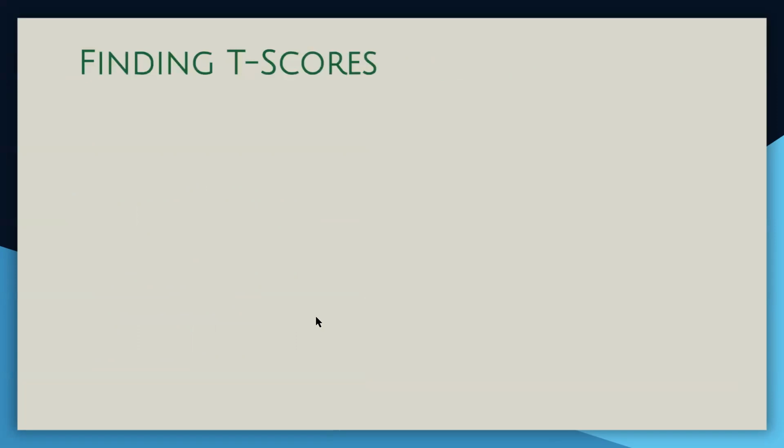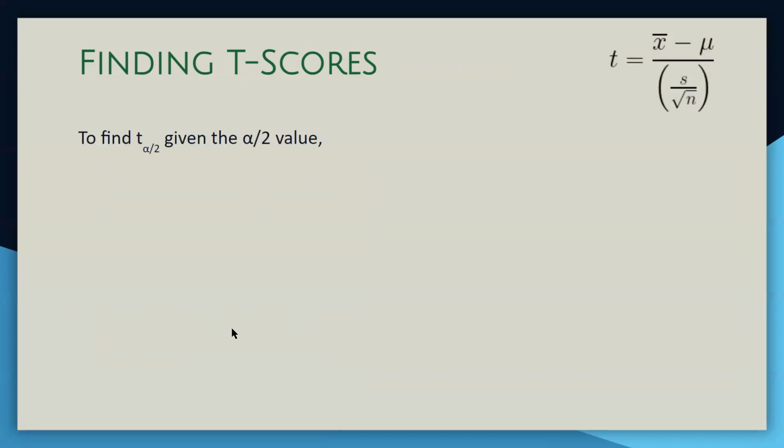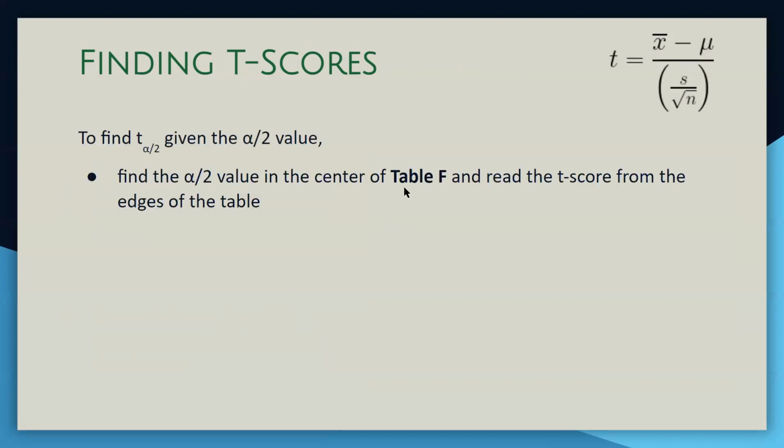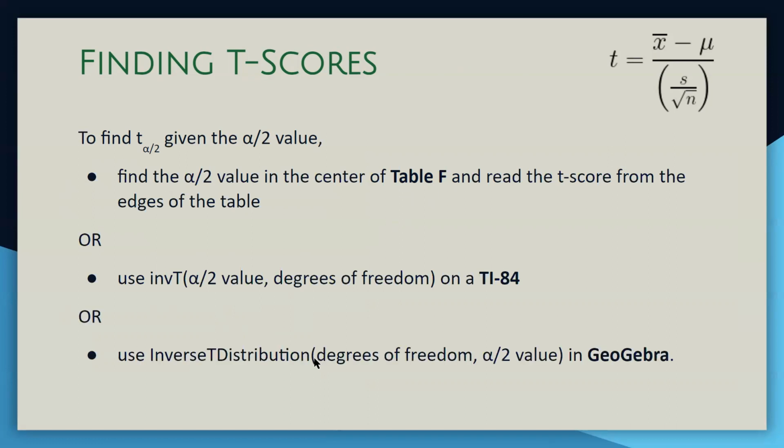To find those t-scores, the same way we were finding z alpha over 2 scores for our confidence intervals in the last video, we're going to use table F instead of table E, and table F is going to be posted on Canvas. Or you're going to use inverse T on your calculator, TI-84. Or you're going to use GeoGebra and its inverse t distribution.